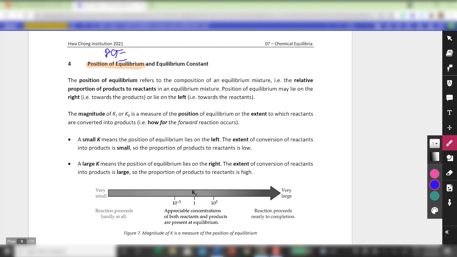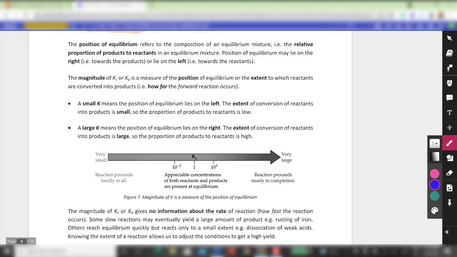I think this is explained either here or in the later part. If I have a small K, knowing that the equilibrium constant is calculated based on the ratio of the product and reactants, it means that the position of equilibrium lies to the left, which means it's reactant heavy, or you can say that the amount being converted to the product is small. A big K usually means that it is product driven, or the extent of conversion is huge, and the position of equilibrium lies to the right.